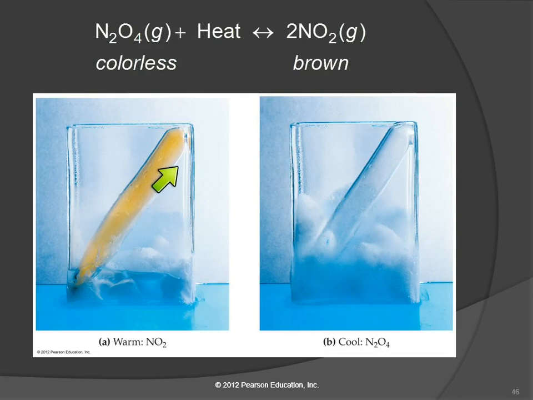If we take that same tube, it's still sealed up, and we put it in cold water, the color goes away. We can actually see this shift because one of the gases is brown and one is colorless. And so when we cool it down, we're removing heat, and that causes the equilibrium to shift to the reactants. Any questions?